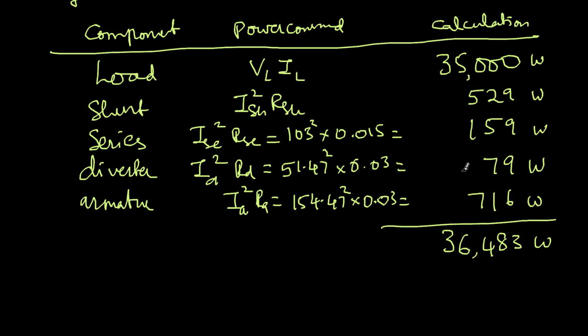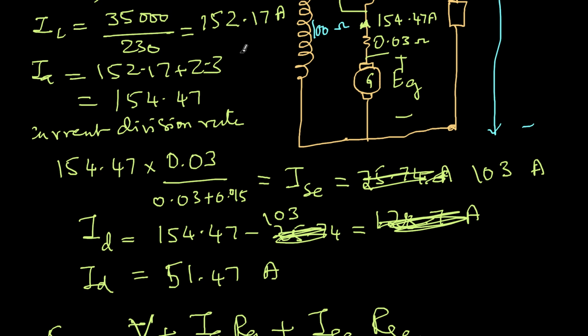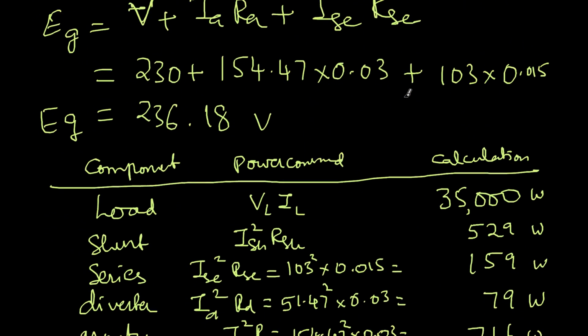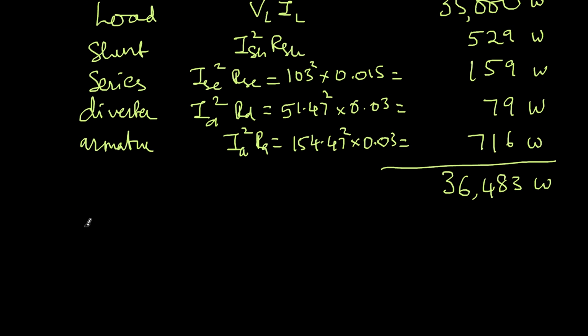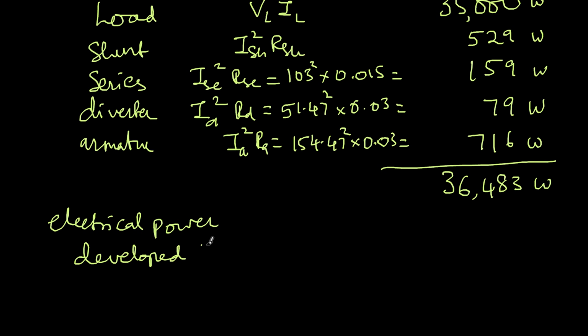So this is the total power. Now, what is the source of all this power? The source of all this power is nothing but this EMF generated that is here. So therefore, if I multiply EG into IA, that is the total power, total electrical power developed. So electrical power developed will be EGIA. Out of that, if I remove all these losses, then whatever finally goes to the output is the 35,000 watts.